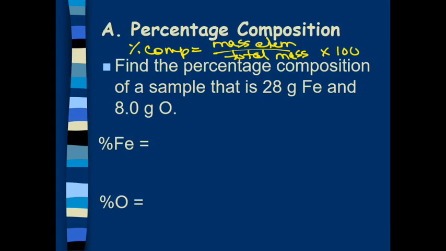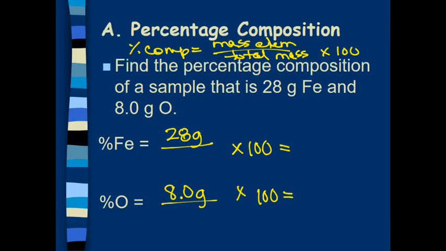You need to get used to every time you set up a math problem, if there's an equation that goes with your setup, you need to show what that equation is. So the mass of iron, it gives us as 28 grams. And the mass of oxygen, it gives it as 8 grams. We need to find the total mass of both of those. When you add up 28 and 8, you get 36. So divide each of those by 36 grams, and you are ready to complete your math work.